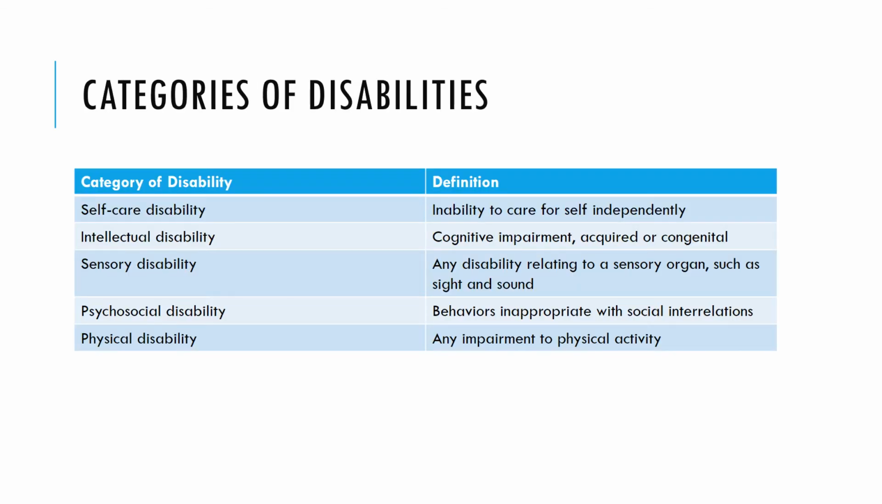There are many categories of disabilities. They go all the way from self-care disability, which is self-explanatory. The patient cannot manage themselves. They need help just to live every day. Intellectual disability, they may be cognitively impaired. This can be congenital or acquired. Sensory disability, any disability relating to a sensory organ such as sight and sound. Psychosocial disability, behaviors inappropriate with social interrelations. And physical disability, any impairment to physical activity.